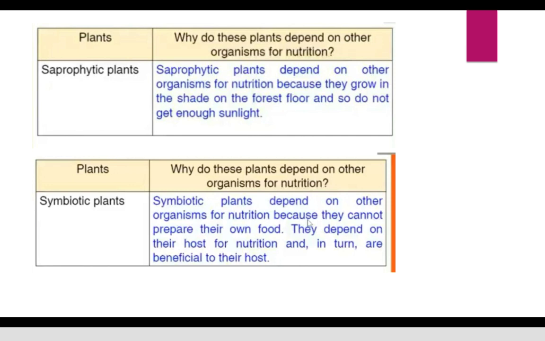Next, symbiotic plants. Symbiotic plants depend on other organisms for nutrition because they can't make their own food. They depend on the host plant for essential nutrition, and in return they give a benefit to the host plant.